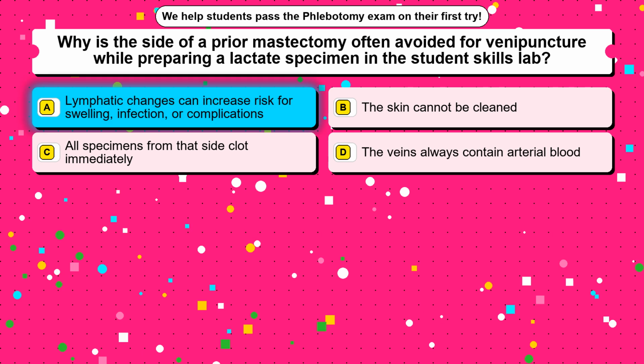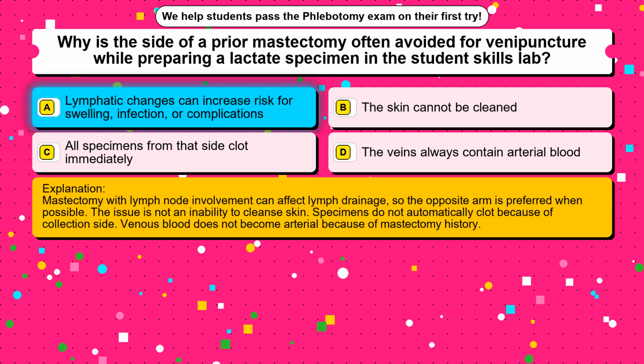The correct answer is option A. Lymphatic changes can increase risk for swelling, infection, or complications. Mastectomy with lymph node involvement can affect lymph drainage, so the opposite arm is preferred when possible. The issue is not an inability to cleanse skin. Specimens do not automatically clot because of collection side. Venous blood does not become arterial because of mastectomy history.